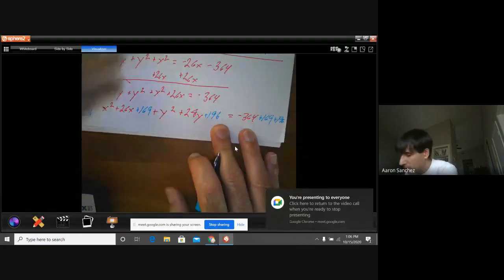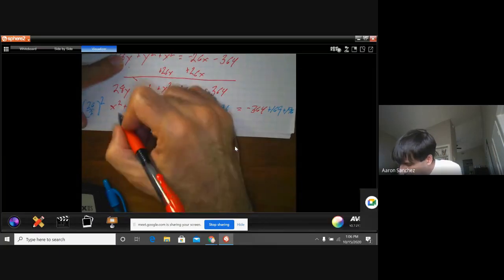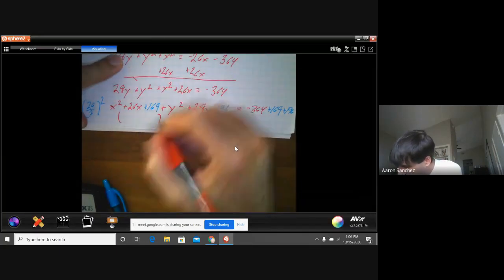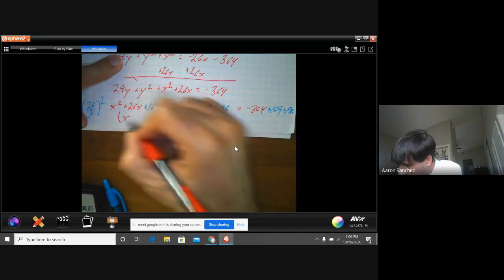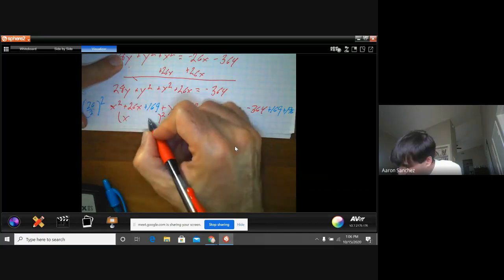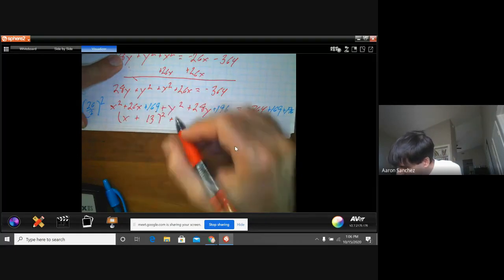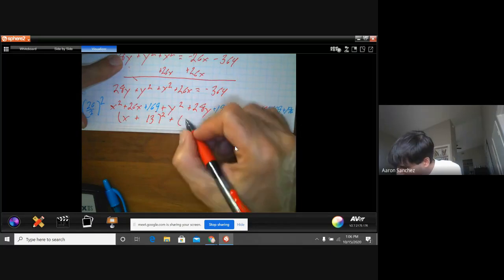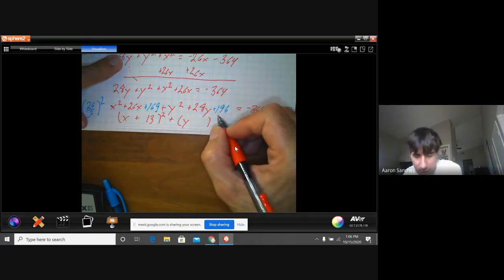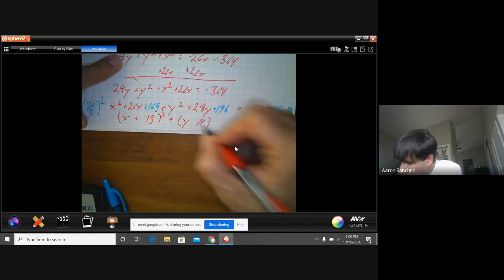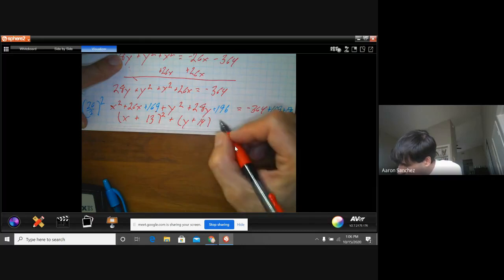Okay, so now we're almost done. Now we're going to complete the square. We made these perfect squares. Square root of x squared is x. Square root of 169 is 13. Put a plus in the middle. Plus square root of y squared is y. Square root of 196, we just did that. Do it in your calculator. What is the square root of 196? 14. Because there's a plus there, we get a plus, equals.